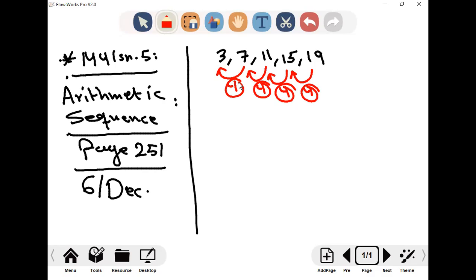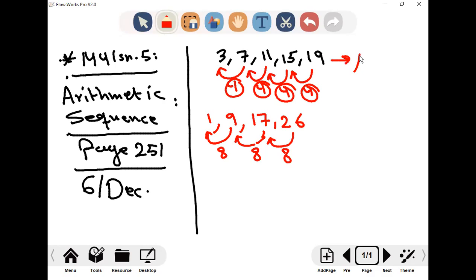يعني ورا بعض. So if you subtract any two numbers followed by each other, and if you have the same value in all the numbers of the sequence, this sequence we call it what? Arithmetic sequence. Done? For example, 1, 9, 17, 26. 9 minus 1, 8. 17 minus 9, 8. 26 minus 17, 8. So this we call arithmetic sequence, and this also arithmetic sequence.